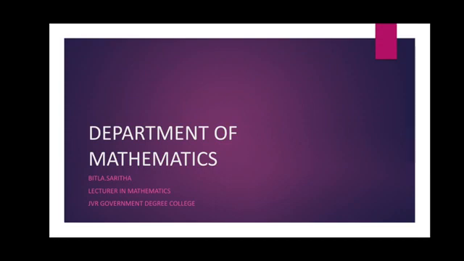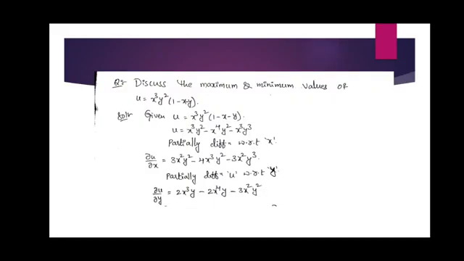In the previous class, we discussed maxima and minima. We repeat those conditions once. For a function f, A is equal to ∂²f/∂x², B is equal to ∂²f/∂x∂y, and C is equal to ∂²f/∂y². After finding the values of A, B, C, we have to calculate AC minus B squared.